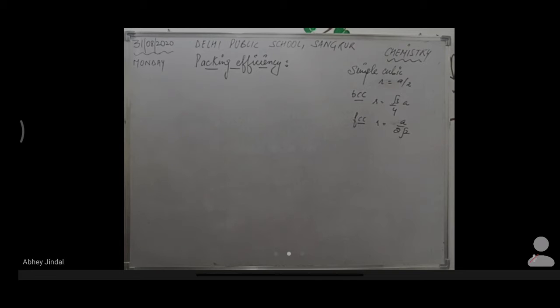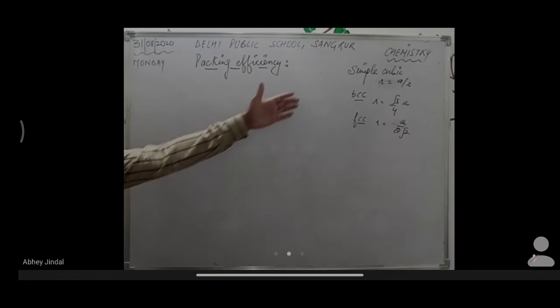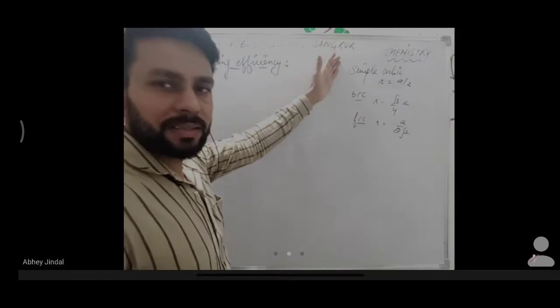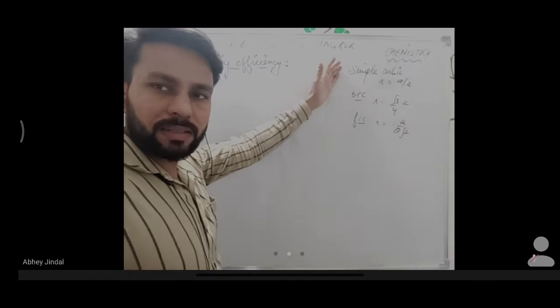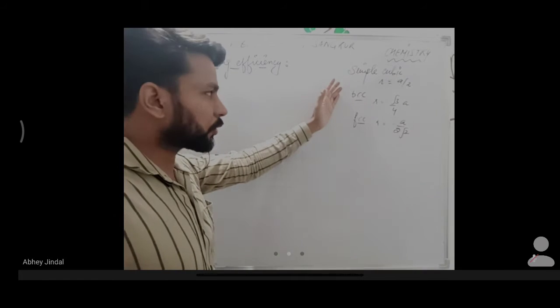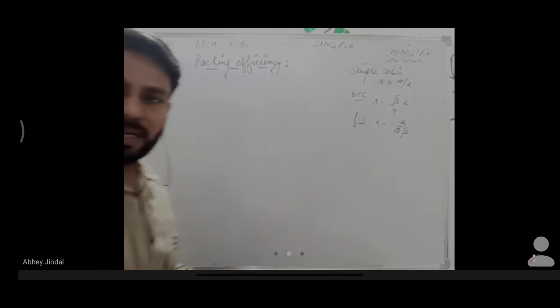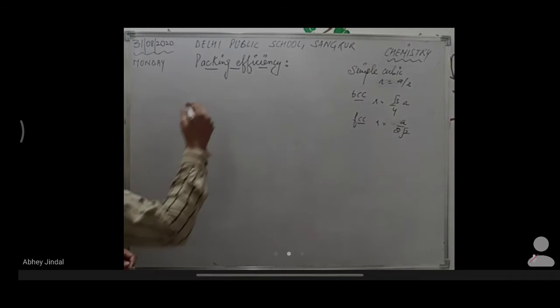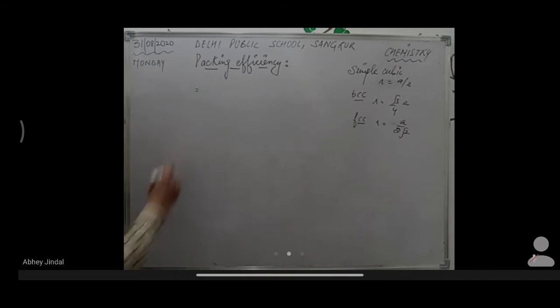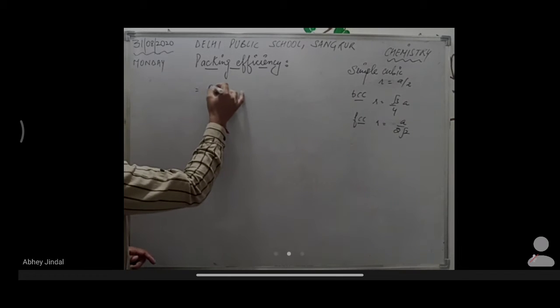Now today, we are going to discuss the packing efficiency of each and every type of crystal lattice that is on the syllabus. That is simple cubic crystal lattice, BCC, body centered cubic, and FCC, face centered cubic. Okay, clear? Now, what is the packing efficiency? It is defined as the ratio of the volume occupied upon total volume.